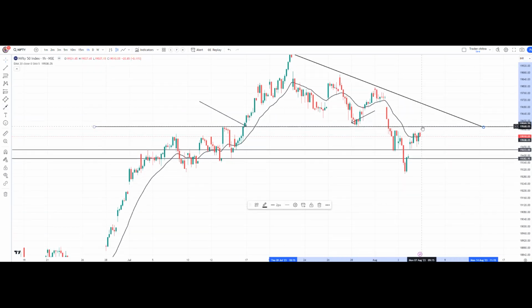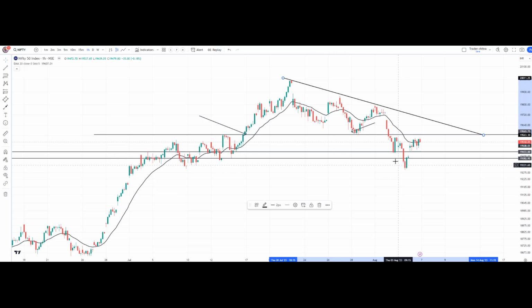So if this 19,565 is taken away, then what will be the next level for Nifty? That is this level, that is 19,680. So this is the analysis in the 1 hour time frame chart.